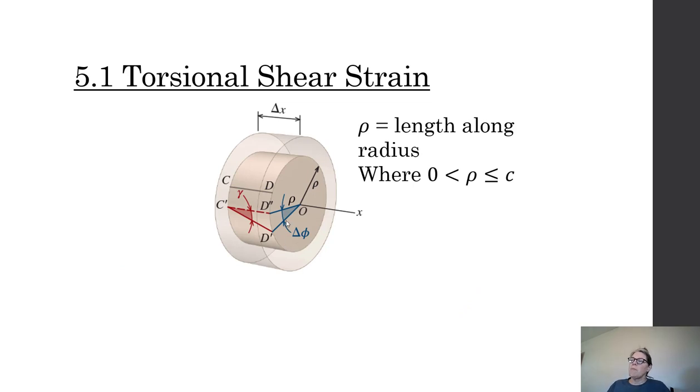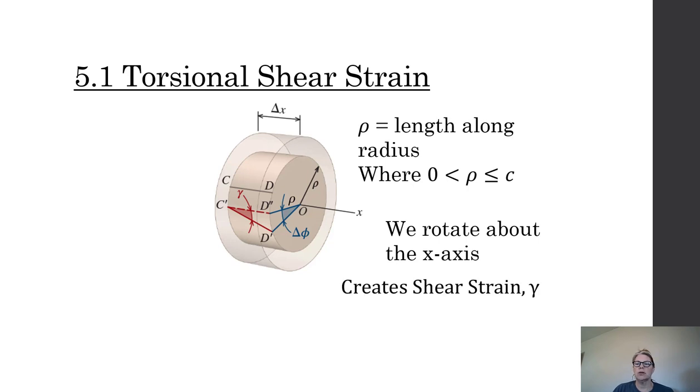Okay, so let's go back and take a closer look at this. We know that we have a radius which goes all the way out. We know that rho is some length along that radial line. And we know that we are rotating about the x-axis. We'll talk about positive, negative shortly. And this is going to create shear strain gamma. Okay, so here's the gamma.